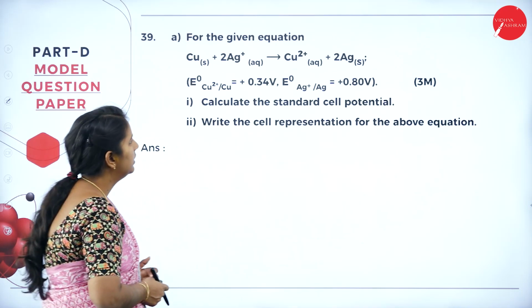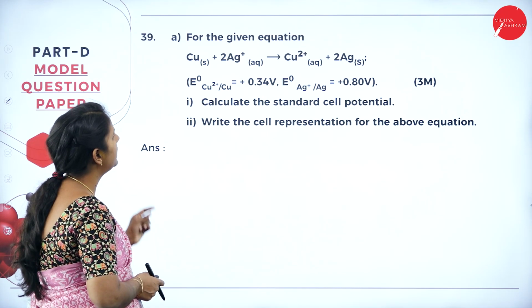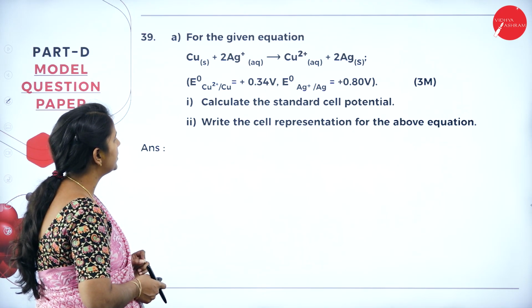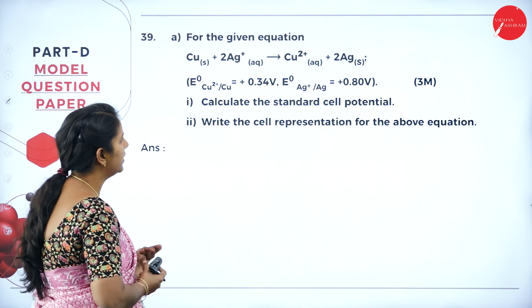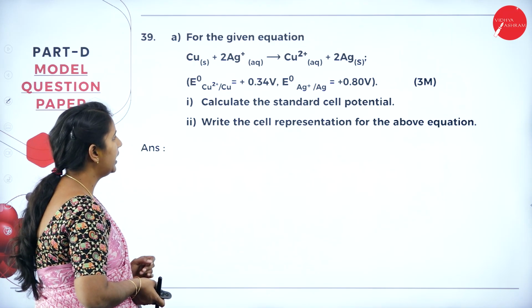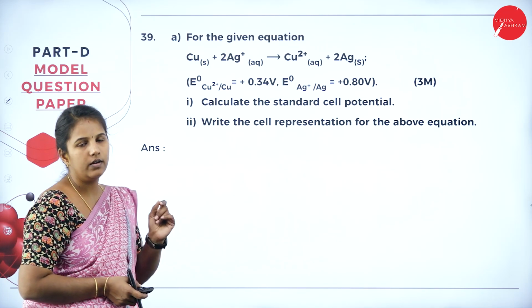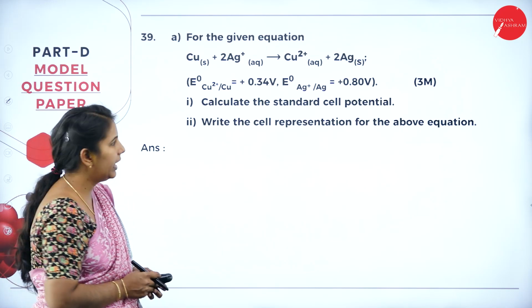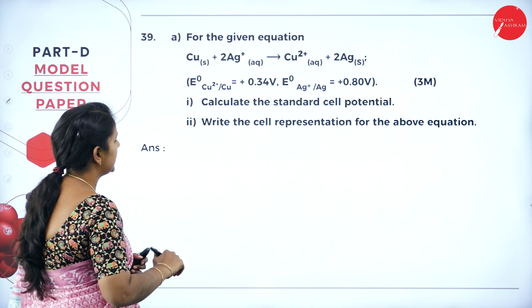Next, for a given equation, that is copper plus silver ion, which is going to form copper 2 plus and Ag, E naught of the copper and E naught of the silver have been given. Calculate the standard cell potential and write the cell representation for the above equation they have given. Correct? So first I'll go with the calculation of the standard cell potential.